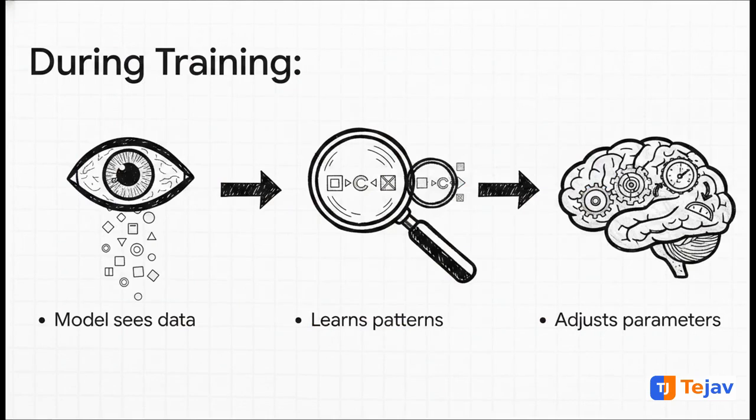So during this training phase, a few key things are happening. First, the model just looks at a ton of data. We're talking maybe thousands, even millions of emails, all neatly labeled spam or not spam. Then it starts to learn the patterns. It's looking for clues, right? Things like certain words or weird sender addresses that pop up a lot in spam. And finally, it keeps adjusting its own internal wiring, its parameters, to get smarter and smarter at spotting those patterns.